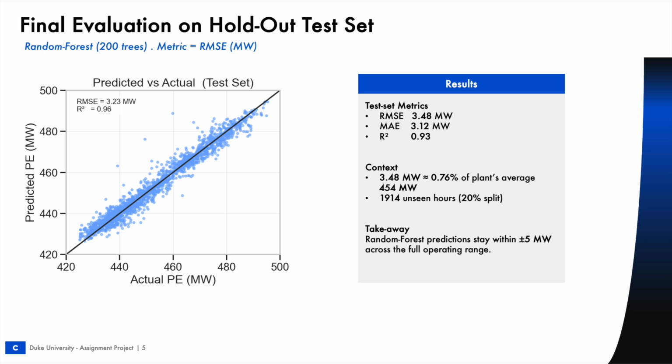In the scatter plot, every dot represents an hour. Notice how tightly they cluster along the 45-degree perfect prediction line. No widening funnel, no systematic bias at low or high load. Before we open the hood to see why the model works, let's spend a couple of seconds in the notebook so you can verify these numbers at the source.